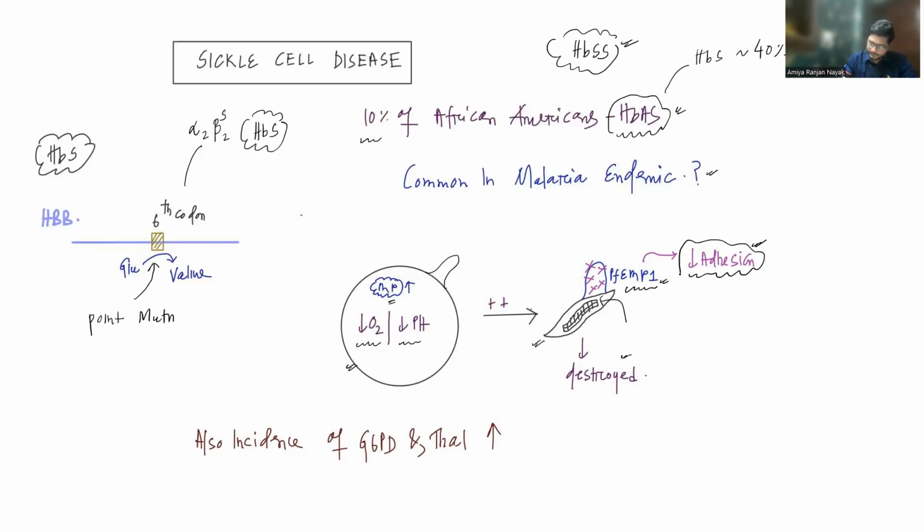Same is the scenario with G6PD deficiency and thalassemias. In these conditions also, the infected RBCs will be preferentially destroyed. So that is why they will always keep the malaria burden low in the blood. Okay, so all these conditions are common in malaria endemic areas. Now we'll see what is the pathogenesis, how exactly this sickle cell RBC can cause damage.